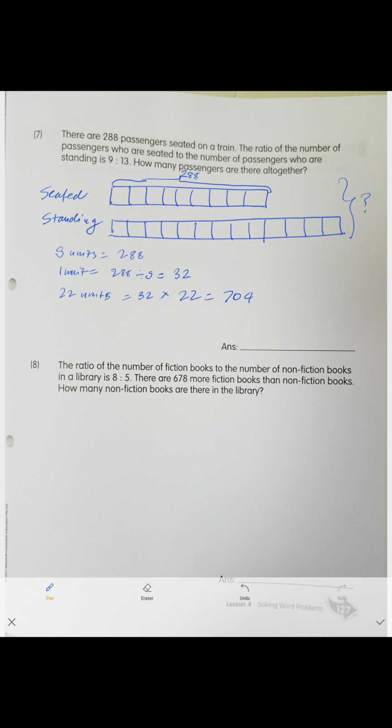704. This is total. There are 704 passengers altogether.